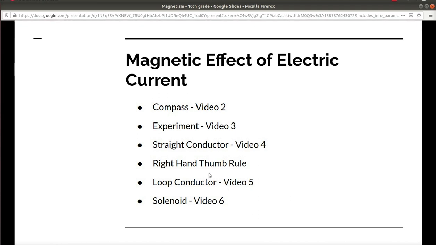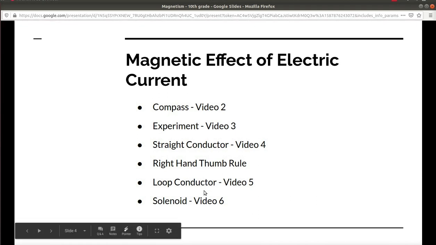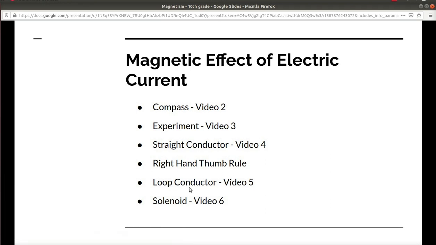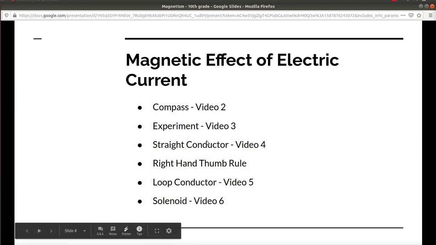And then we will look at the video which will explain the magnetic effect of electric current in a loop conductor, that is in a circular conductor. And finally, we'll look at a solenoid. Okay, what is the magnetic effect of a solenoid? Alright.